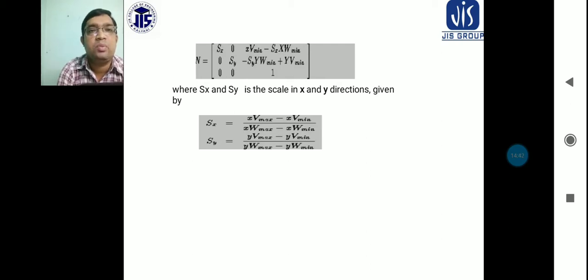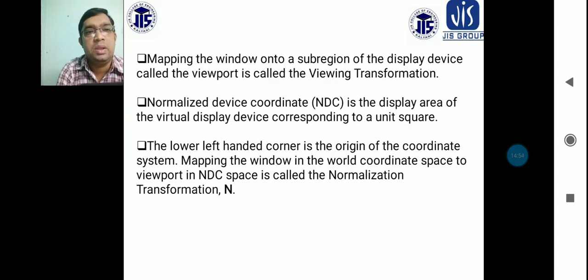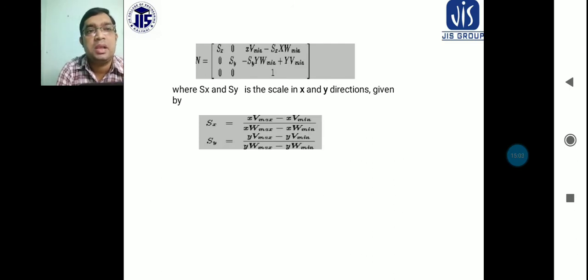From this matrix, Sx and Sy are the scale factors in the X and Y directions. As in the previous slides on the normalization transformation N, the matrix is given, and Sx and Sy are the scales of x and y. The value of Sx equals xv max minus xv min, divided by xw max minus xw min.